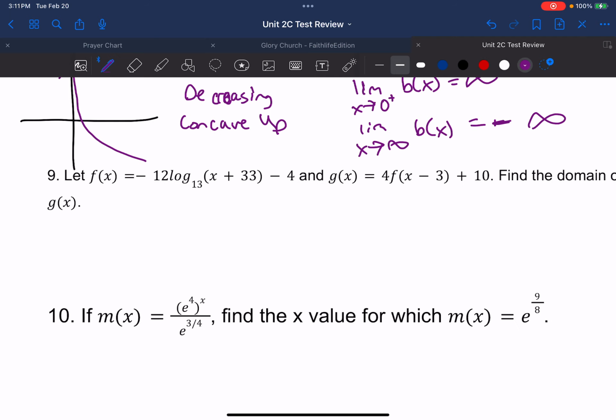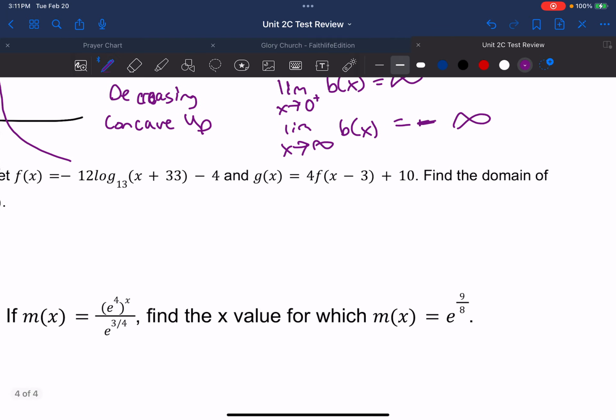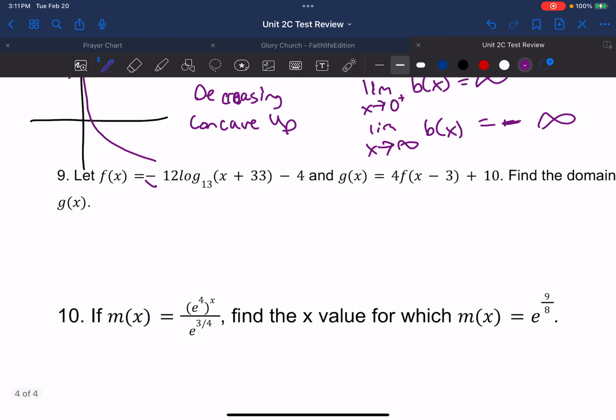So for 9, let f of x be negative 12 log base 13 of x plus 33, minus 4, and g of x equals 4 times f of x minus 3, plus 10, and then find the domain. So remember, to combine these, I've got g of x is 4 times whatever f of x minus 3 is plus 10. So these are just transformations. The 4 is a stretch by 4. The minus 3 in parentheses is right 3. And then the plus 10 moves it up 10. So I'm just going to go to the ones in the same spot. I'll underline them in different colors.